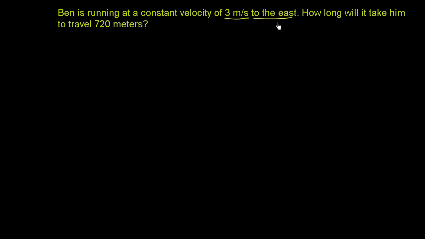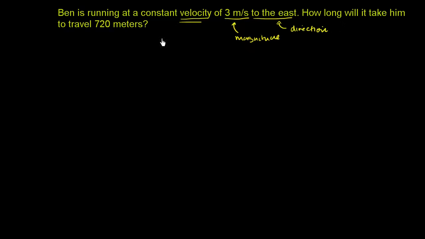And just as a review, this is a vector quantity. They're giving us the magnitude and the direction. If they just said 3 meters per second, then that would just be speed. So this is the magnitude. Magnitude is 3 meters per second, and it is to the east. So they are giving us the direction. So this is a vector quantity, and that's why it's velocity instead of speed.